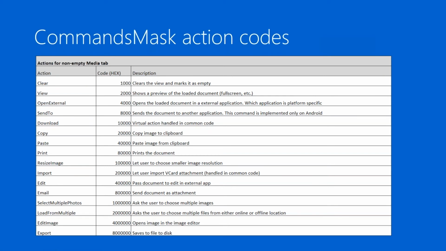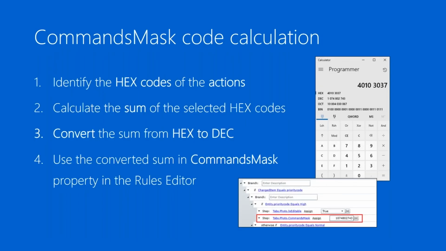Now you might ask, okay, but we need to combine some actions in this media tab, so how can we do that? In order to combine the different actions, basically you need to calculate the correct code to be used for the rule editor. So here is a short set of steps: how can you identify the correct code when combining different actions?